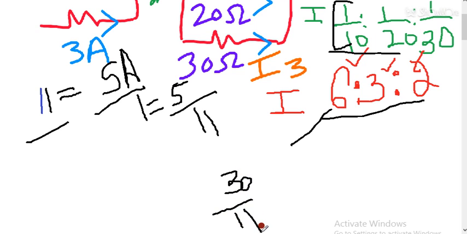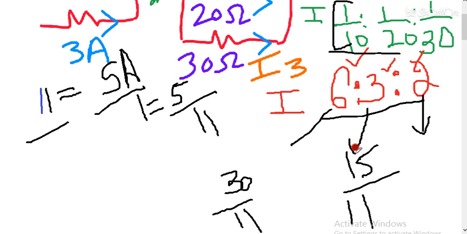3 parts are flowing through 20 ohm resistance, so this value will be 15 by 11. So students, you can note down these values. And the last value is the current through 30 ohm resistance, which will be 2 parts, so 2 parts are equal to 5 into 2, that is 10 by 11.